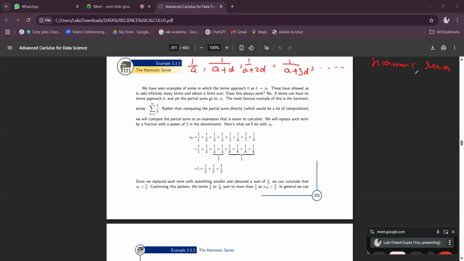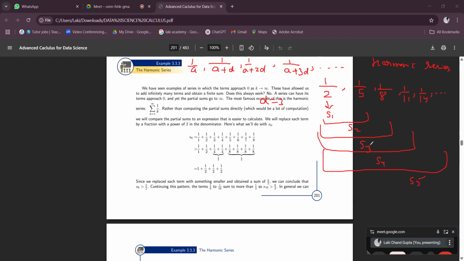Okay. For example, if a is 2 and d is 5, then sorry, d is 3. It means d, 3, is added in each denominator. Okay. So this is a harmonic series. Yes. Okay. So this is S1. This is S2. This is S3, right? S4. Okay. S5 and so on.